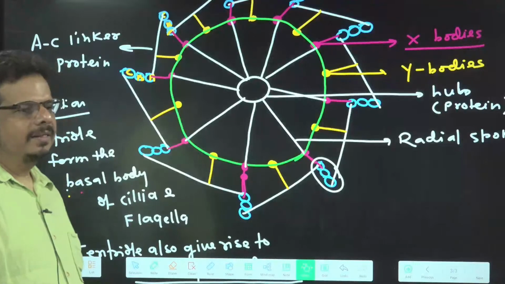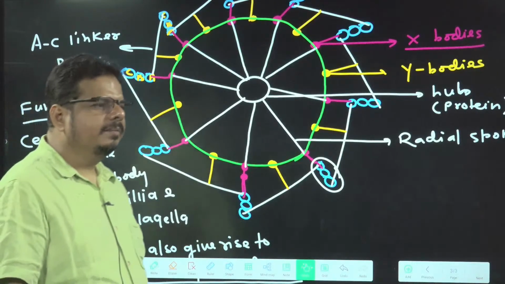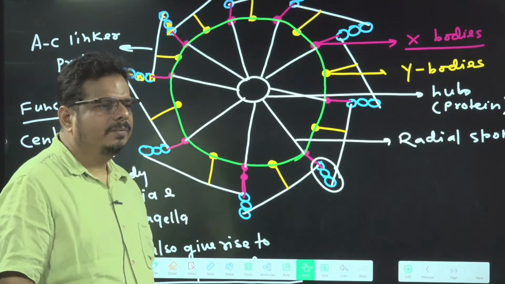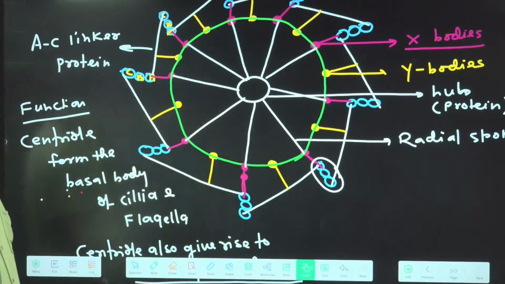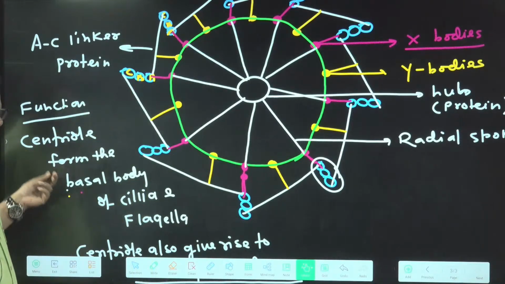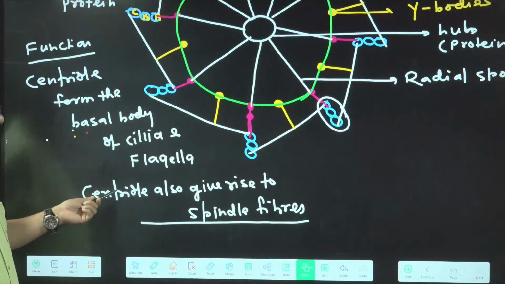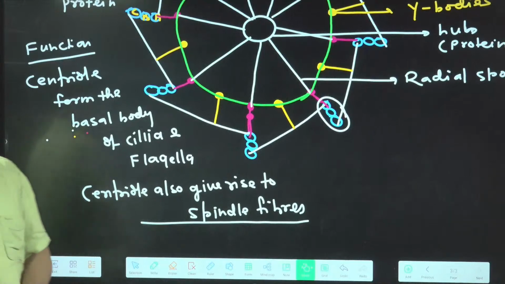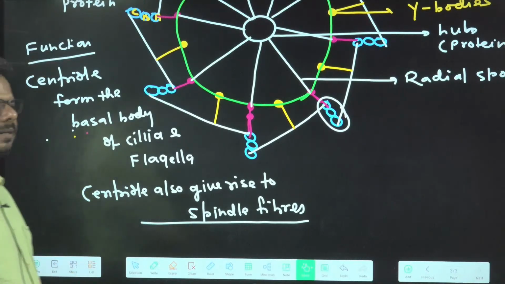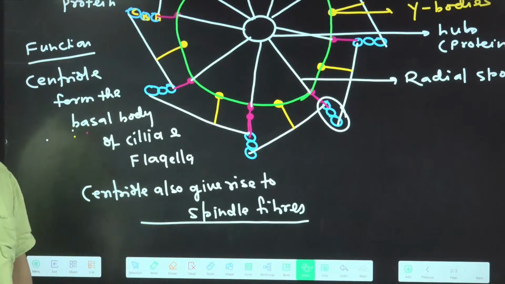Is it clear? So one centriole has 27 microtubules, one centrosome has 54 microtubules. Clear? Over. What is the function of centriole? Centriole forms the basal body of cilia and flagella. Another function, centriole also gives rise to which one? A spindle fiber. Done? Centriole or centrosome over.